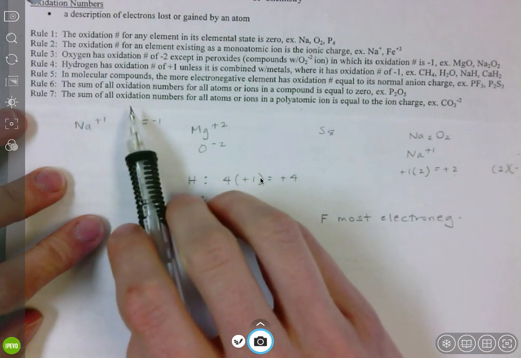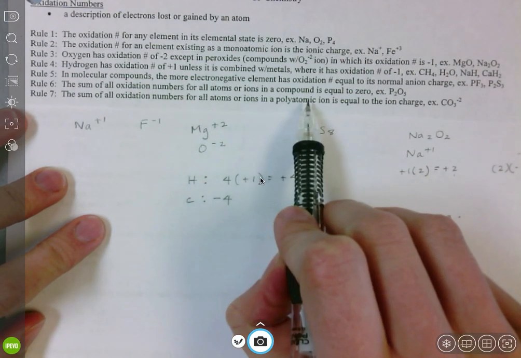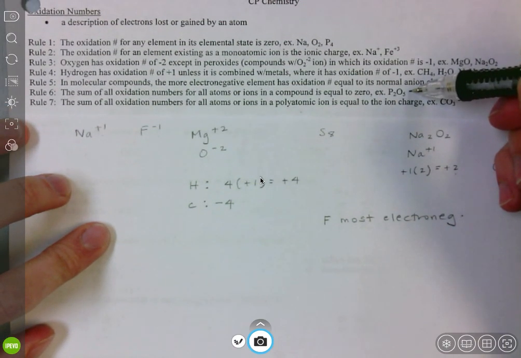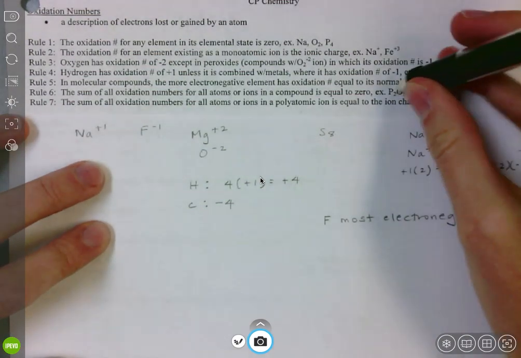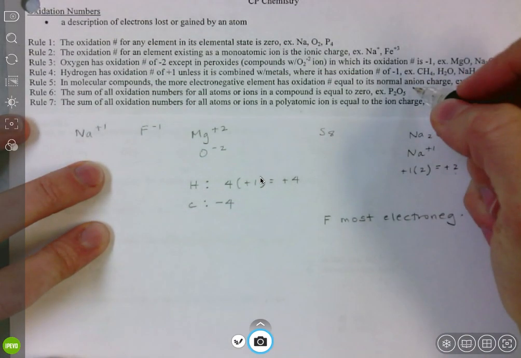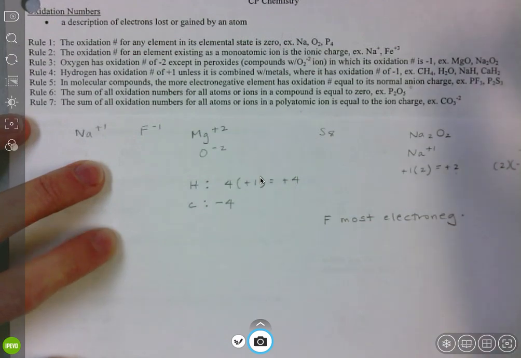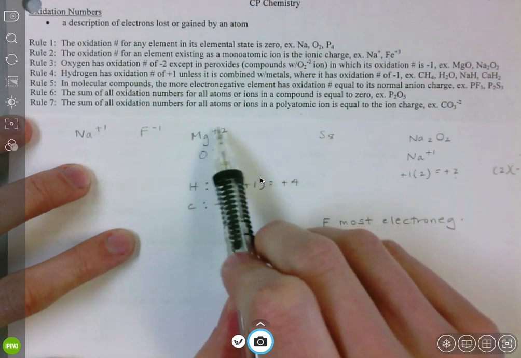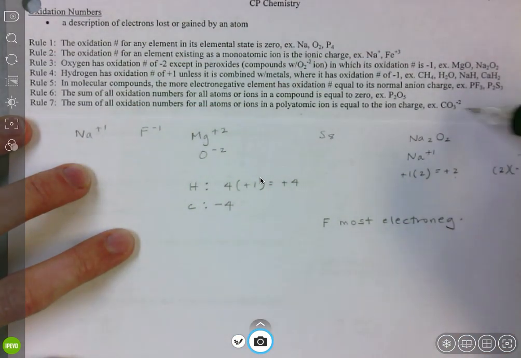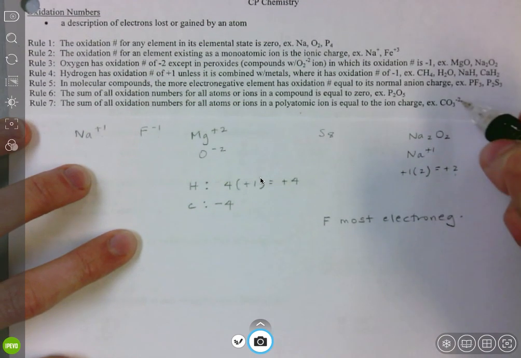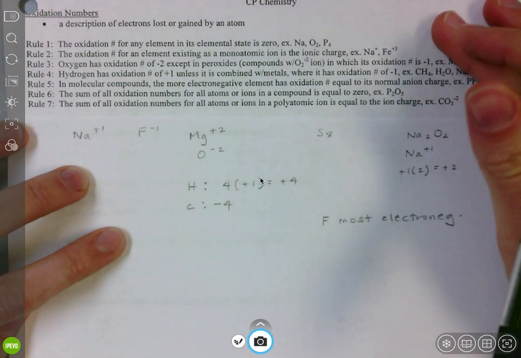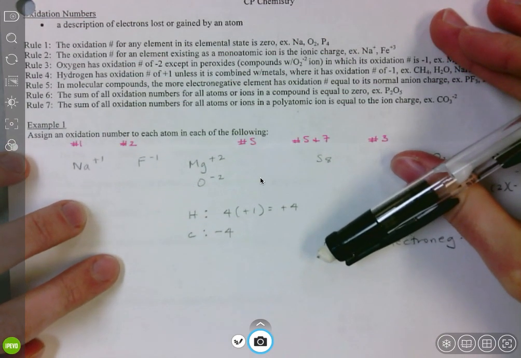Rule number 6: the sum of all oxidation numbers for all atoms or ions in a compound is equal to 0. With compounds, we want them to be neutral, so for a neutral compound our oxidation numbers are always going to sum to 0. And rule number 7: the sum of oxidation numbers for polyatomic ions is equal to the ionic charge. Our example here is the carbonate ion. The carbon and the 3 oxygens, all their oxidation numbers are going to add up to negative 2. With example number 1, we're going to practice using these rules.